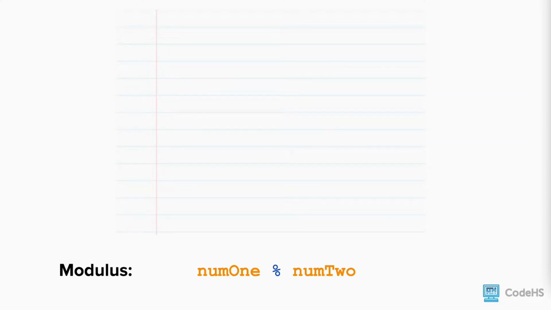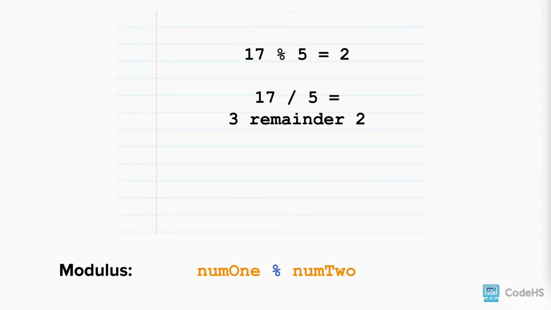Modulus returns the remainder of dividing two numbers. For example, 17 modulus or mod 5 is equal to 2. Why? 5 fits into 17 3 times, but there is 2 left over. Modulus returns the remainder, so the answer is 2.